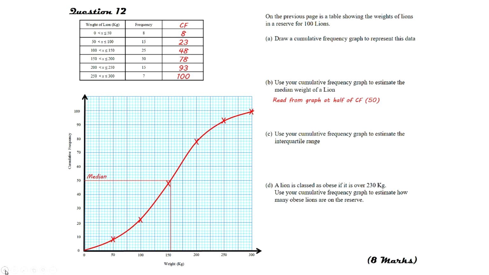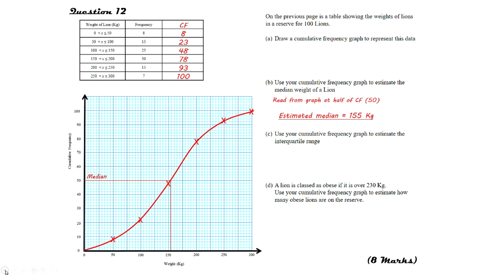If I read across from 50, hit my cumulative frequency curve, spin 90 degrees and read down, I can see that my estimated median is about 155 kilograms. Now in the exam there's obviously a little bit of wriggle room on this, so you need to make sure you're as accurate as possible to hit within their tolerances.